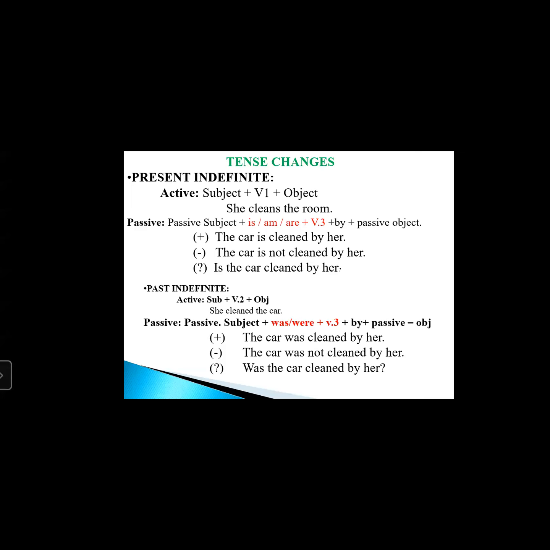How will we change present indefinite? She cleans the car. The car is cleaned by her. The car is not cleaned by her. Is the car cleaned by her? Past indefinite: the car was cleaned by her. The car was not cleaned by her. Was the car cleaned by her?